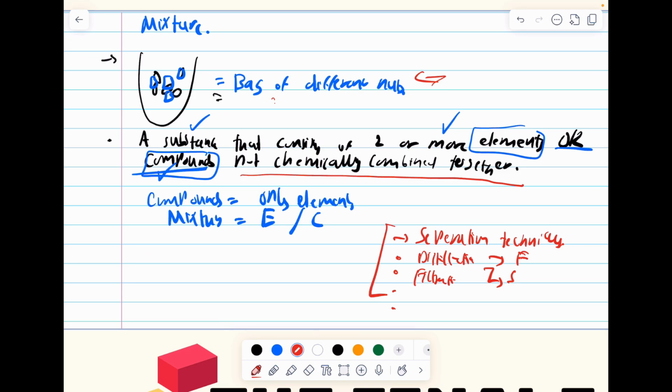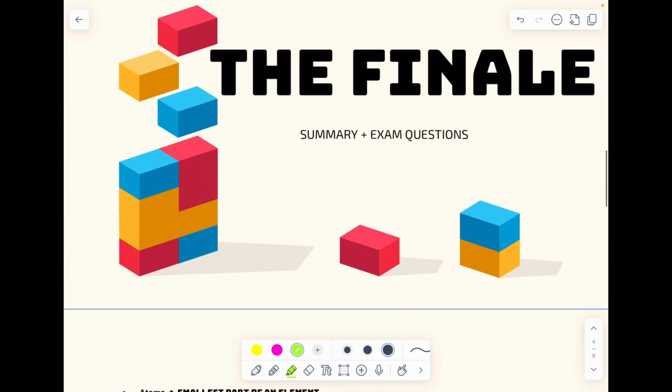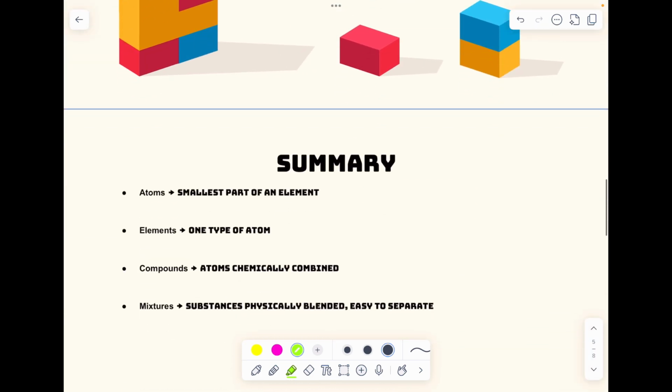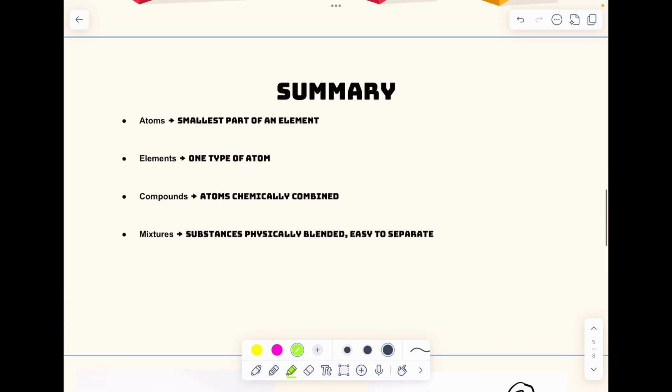But for now, what I want you to remember is this definition, because this definition is very, very important. So make sure you remember it and make sure you understand it. Let's repeat it one more time. A mixture is a substance that consists of two or more elements or compounds. Remember, it's not just elements, it can be elements or compounds. And finally, they are not chemically combined together, unlike compounds. So that's pretty much the summary for you guys. If you look at the definition here, mixture: substance physically blended, easy to separate.